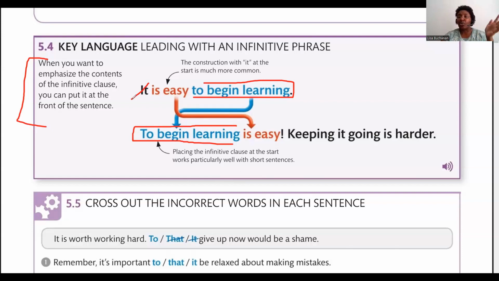Because remember, it is how we start a sentence. We're not starting the sentence here with the it clause. So we just say to begin learning is easy. Keeping it going is harder. That's very true, isn't it? Let's give you some more practice.